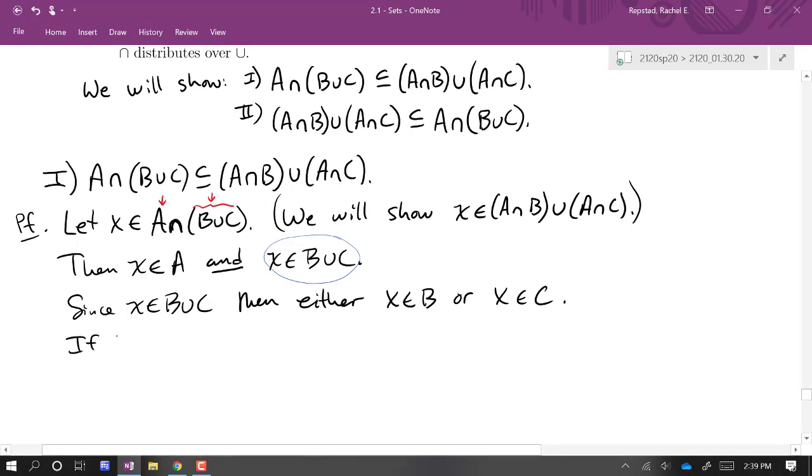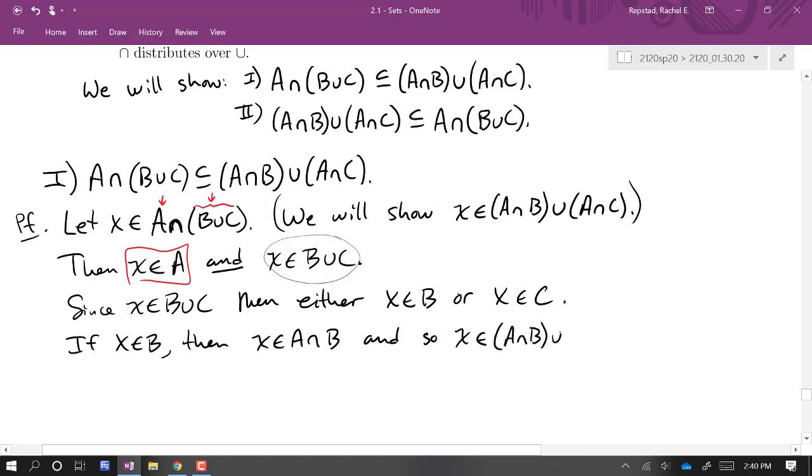If it's the case that X is in B, keep in mind I already know that X is definitely in A. So if X is in B, where can I put it? Where do we know it lives? In A intersect B. And if it's in A intersect B, then it's definitely in the union of A intersect B and A intersect C. So if X is in B, we've shown that X is in that set that we want.